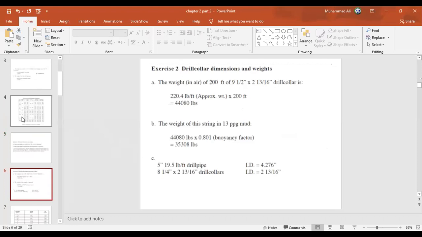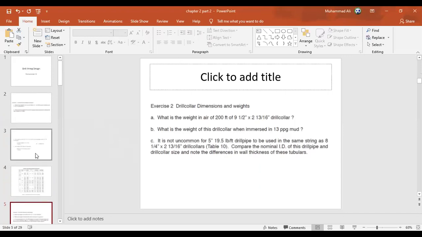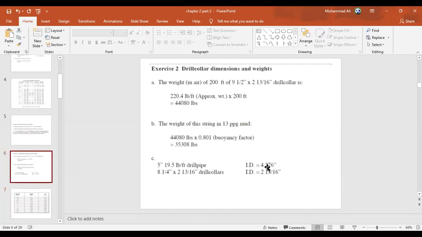But for the drill pipe, again, we have to go through the table and find the inside diameter of the drill pipe. So for that, we have this table here. We will use the table, 5-inch pipe. The weight is given, 19.5. So we have 3 different kinds of 5-inch pipes at 19.5. So 5-inch outside diameter, nominal weight 19.5, its inside diameter should be 4.276. We will just put it here, 4.276.